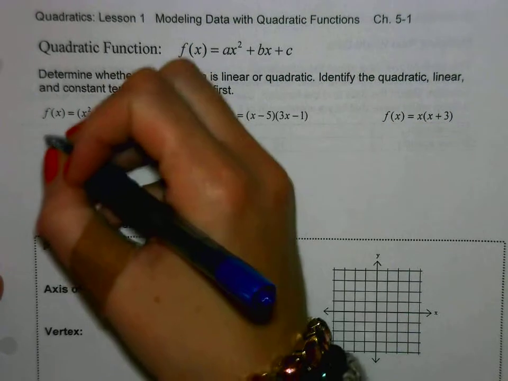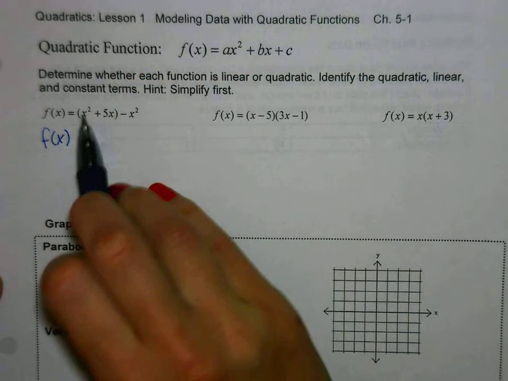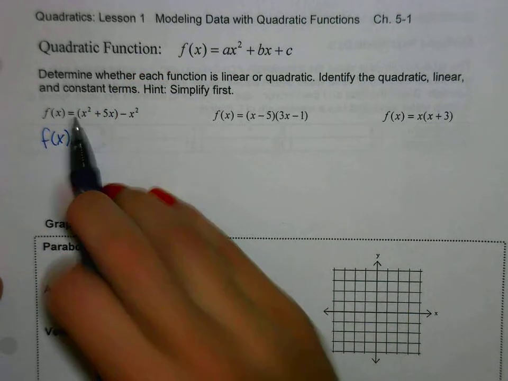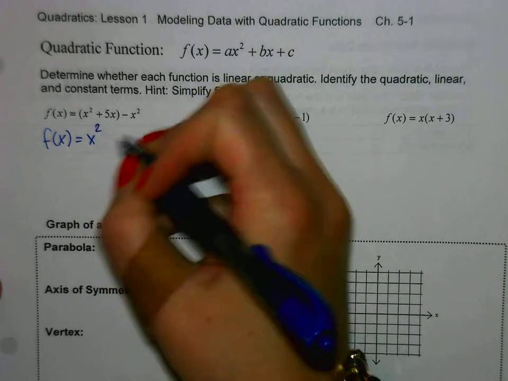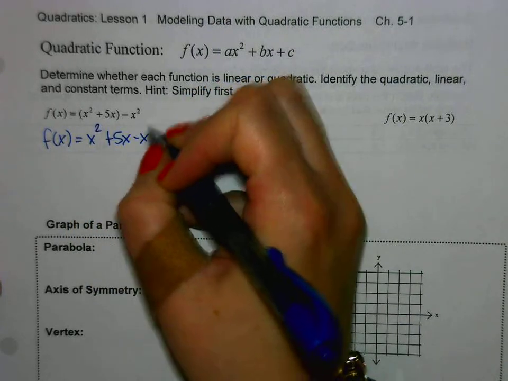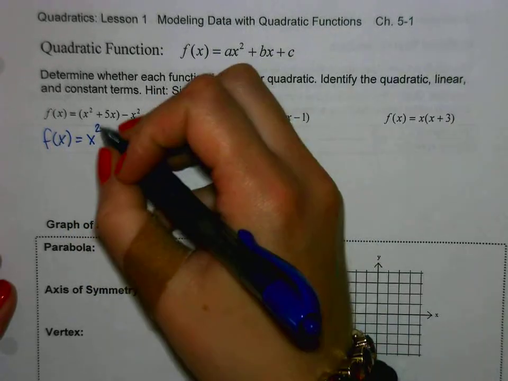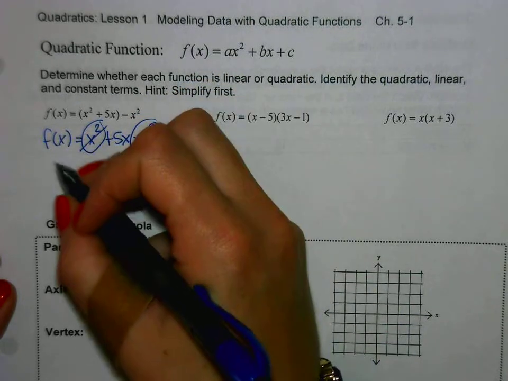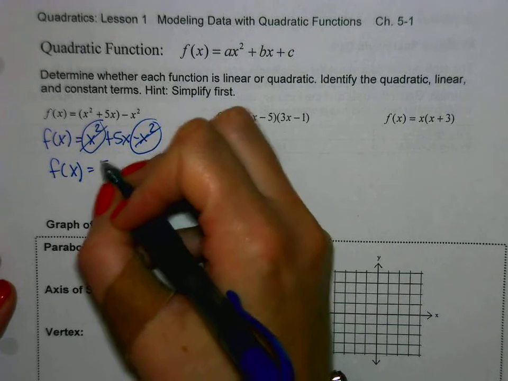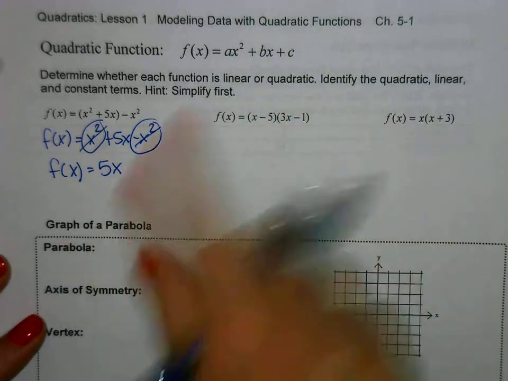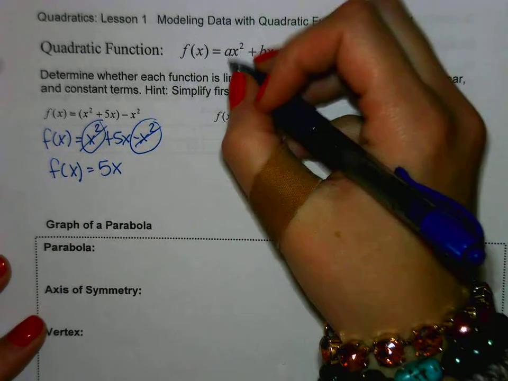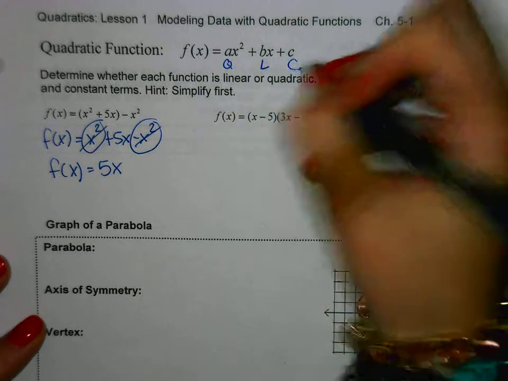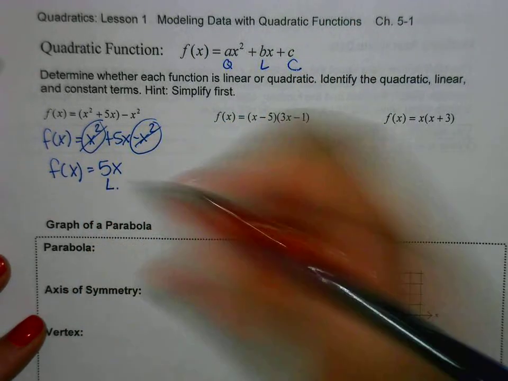So we have f of x. Since there's a 1 in front, I don't know if you can change it, so x squared plus 5x minus x squared. So if I simplify and combine my like terms, these end up canceling each other out, becoming 0. So I'm left with 5x. So this, according to our quadratic function, which these are our quadratic, linear, constant, this is my linear term. So that means this function is a linear function.